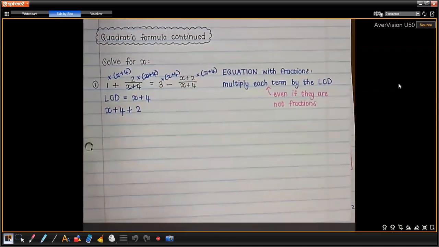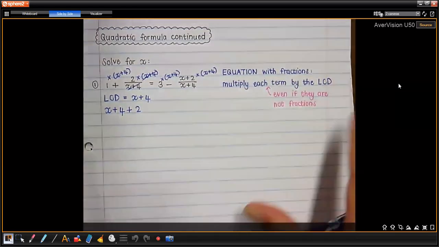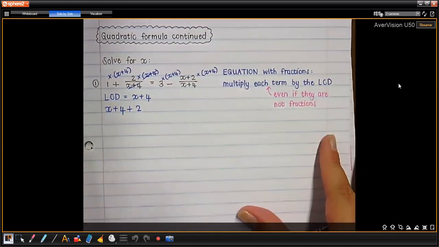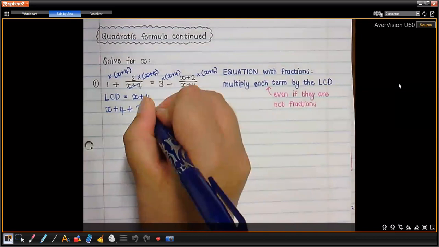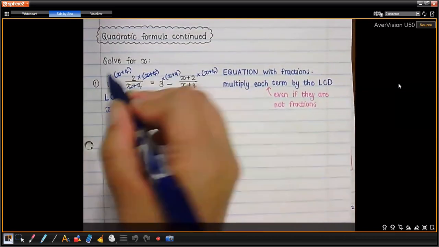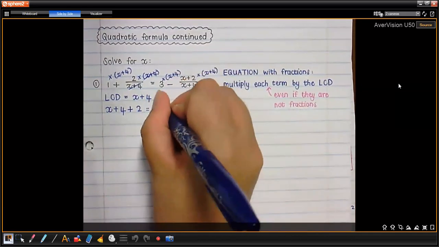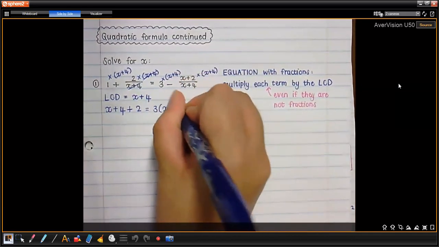Isn't that nice? We got rid of that fraction, right? That second term was a fraction. Now, by multiplying the whole fraction by the denominator, we are able to cancel that denominator out. That's why I use this method, because we get rid of the fractions right from the start. Equals. Now 3 times x plus 4 is not as easy to do as this one, but you can just write 3 bracket x plus 4. We can sort that bracket out just now.